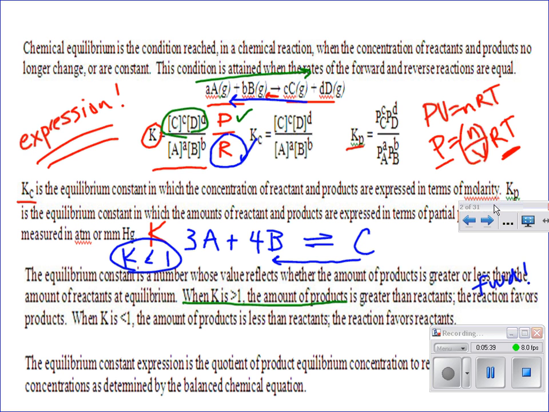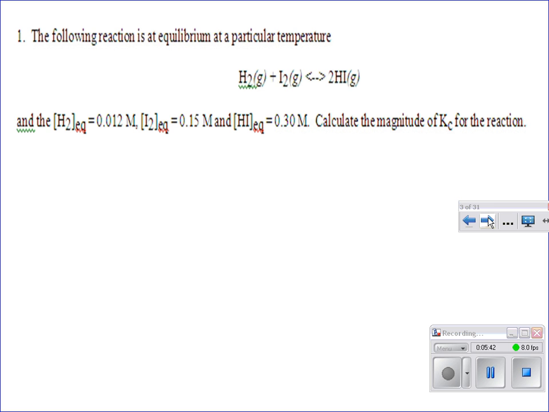So let's go into the actual math here, the fun part. And we're going to solve for a K. The following reaction is at equilibrium at a particular temperature. And they give you, notice, all these concentrations are equilibrium concentrations. Our reactions happen just like the fish tanks back there. We're done. We're at equilibrium. These are the concentrations at equilibrium. They say calculate the magnitude of Kc.